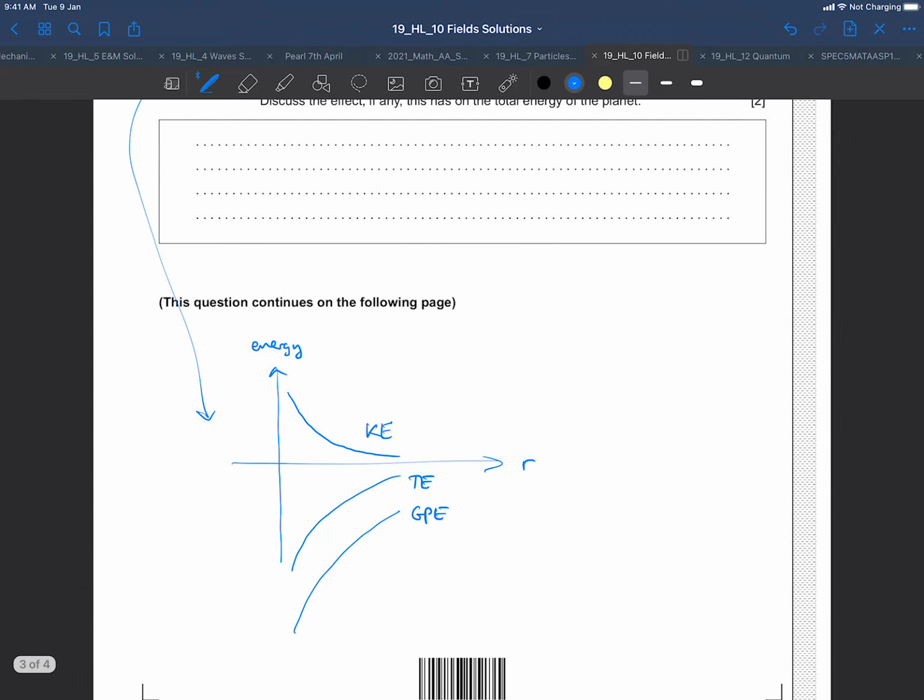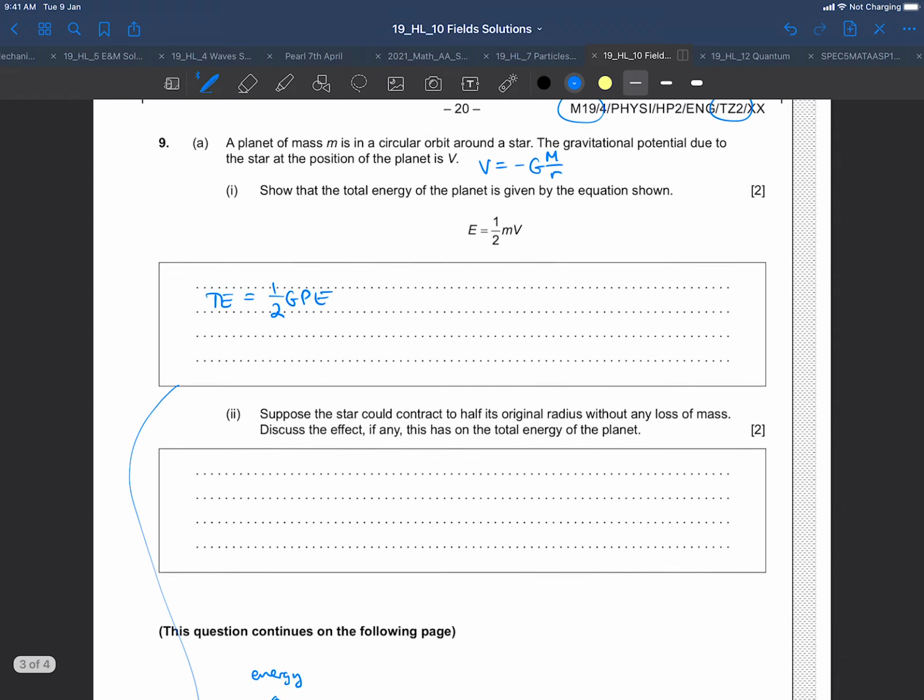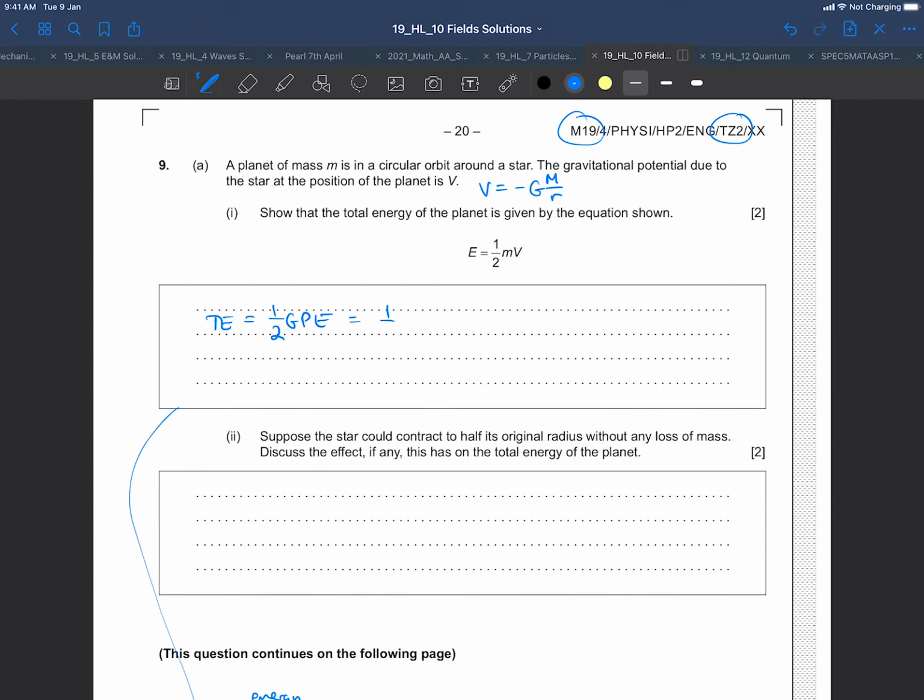So total energy, as you can see, is half GPE, and then we know that GPE is minus GMm over r, and then we can see that if I take little m, the mass of the planet, out of that, we are left with minus GM over r, which is V, the potential. So there you go.